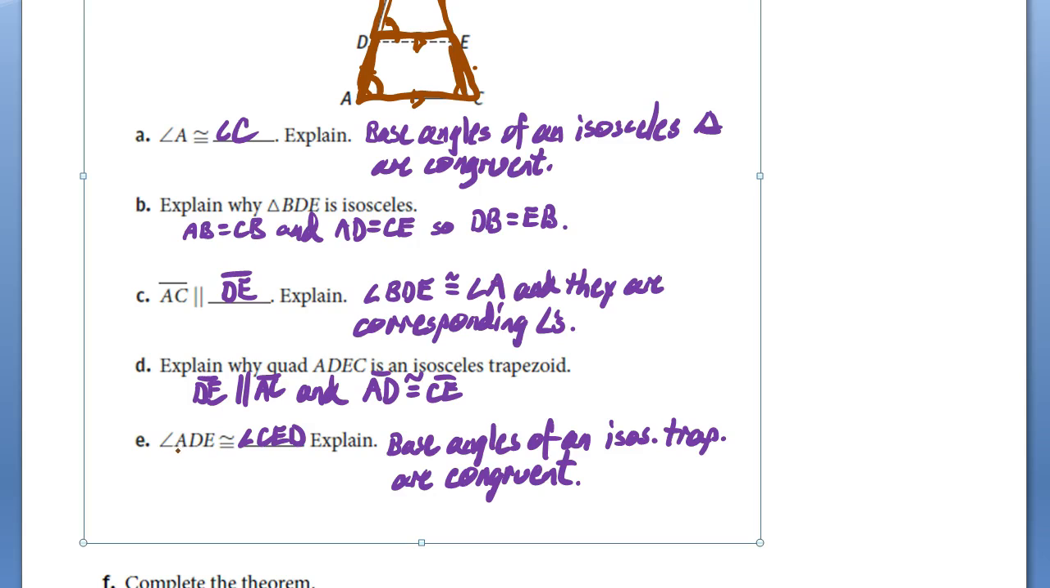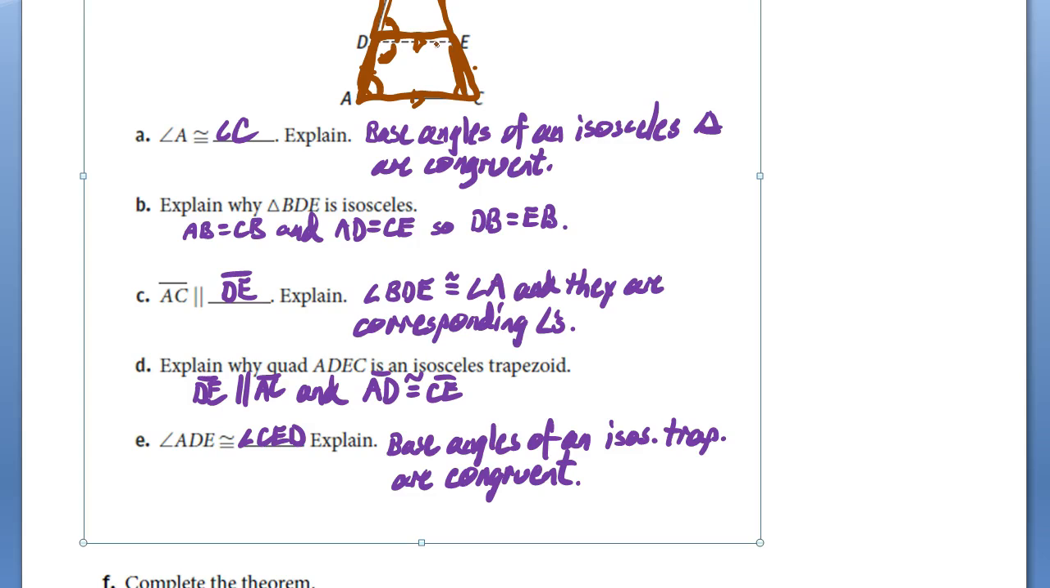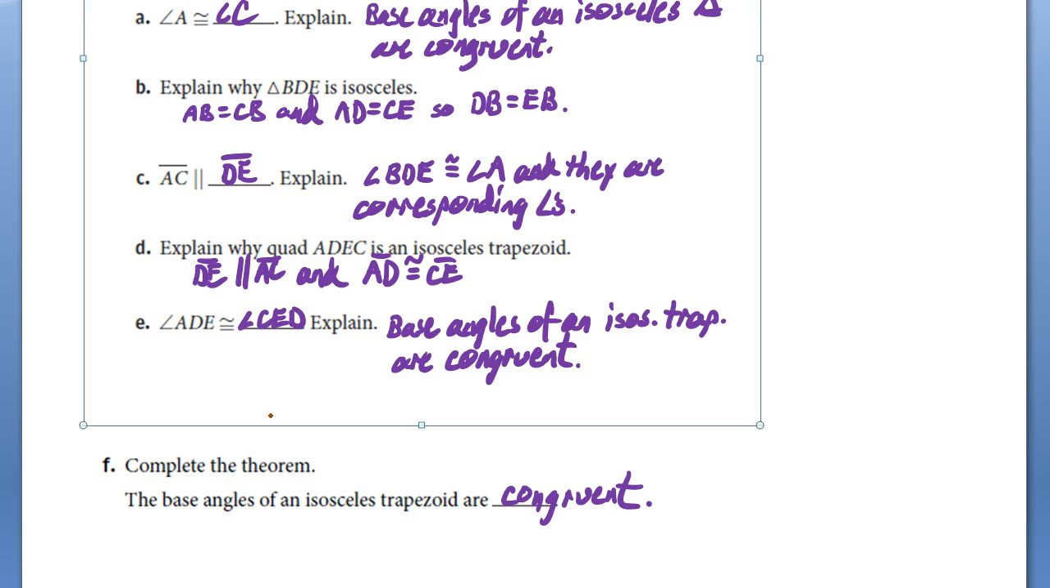Question E, angle ADE, so this angle in here, is congruent to which other angle? And that answer is this one, CED, because base angles of an isosceles trapezoid are congruent. And so question F just asks for a repeat of that idea. The base angles of an isosceles trapezoid are congruent.